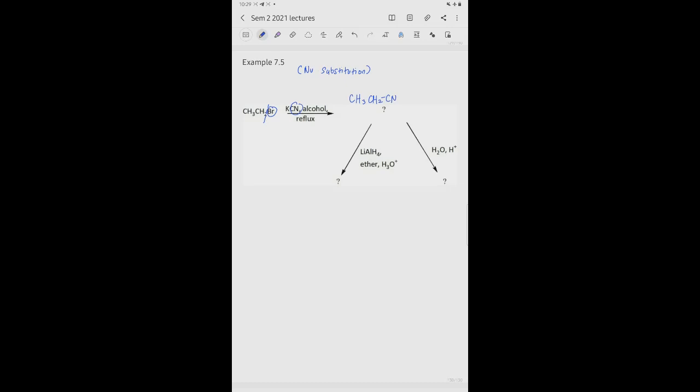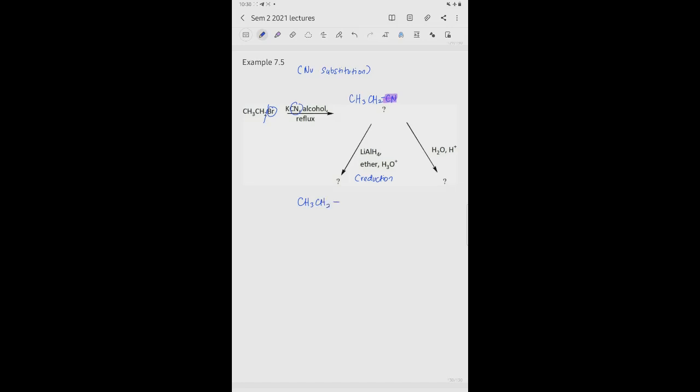That's all. After that, the cyano compound can react with lithium aluminium tetrahydride, LiAlH4, in ether and H3O+. So this reaction is actually called reduction. Under the reduction, very easy, just have to focus on the CN. In the product, the alkyl group will be the same. We still have CH3CH2.